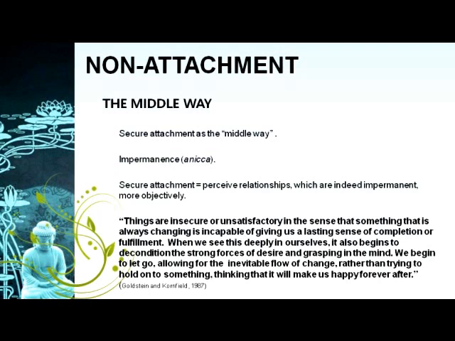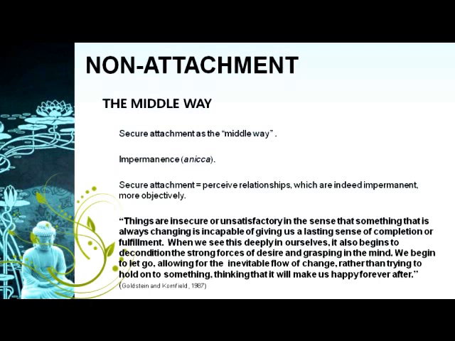Furthermore, people with secure attachment can deal with relationships more naturally than those with insecure attachment. This is because they perceive relationships, which are indeed impermanent, more objectively. On the other hand, people with insecure attachment would react differently. For example, people with ambivalent attachment would cling to people and things as if they were available permanently. People with avoidant attachment would suppress their desire for people and things as if they were permanently unavailable.